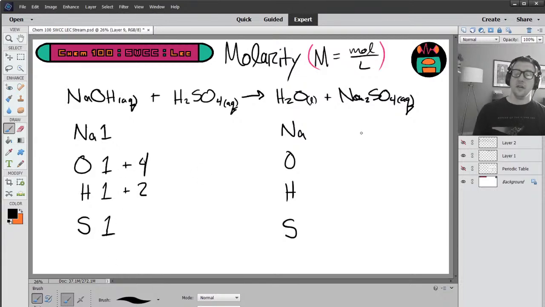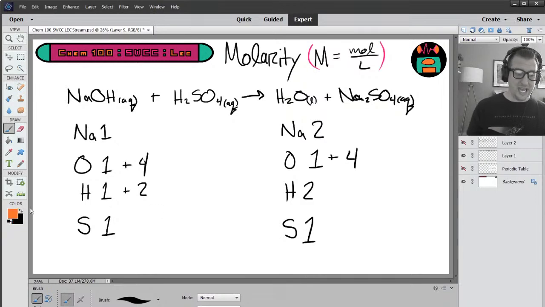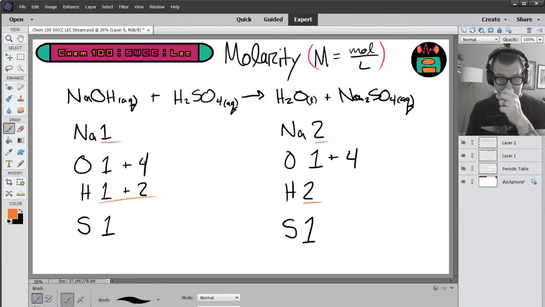That's the reactant side. On the product side, we have 2 sodium atoms, one oxygen atom coming from water, 4 oxygen atoms coming from sodium sulfate, 2 hydrogens coming from water, and 1 sulfur coming from sodium sulfate. So when I look at what's wrong, I see that hydrogen's not balanced, and neither is sodium. Of the 2 of these, sodium looks easier to fix, so I'm going to start there.